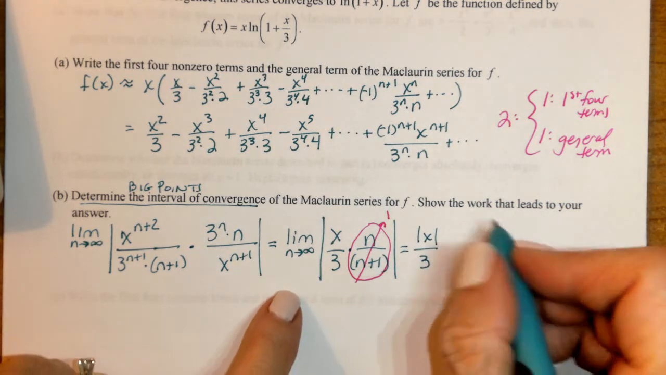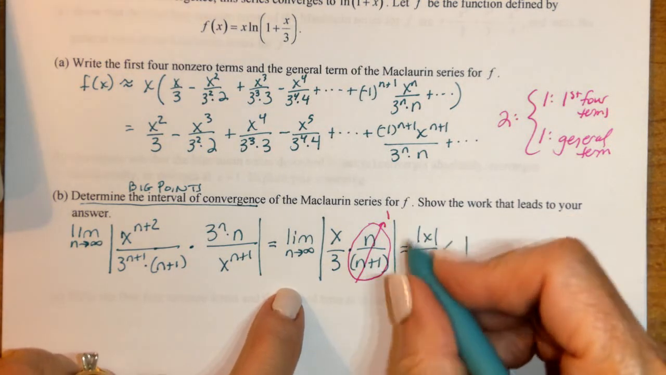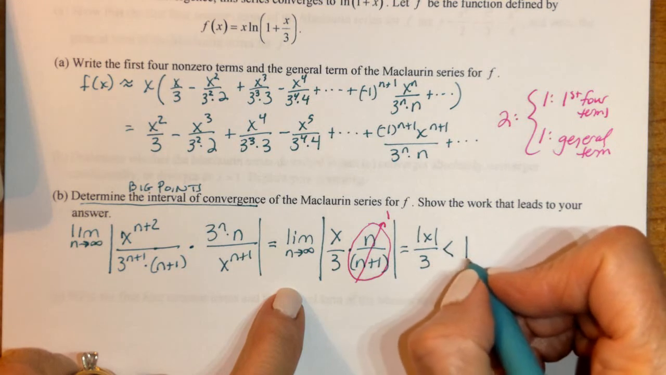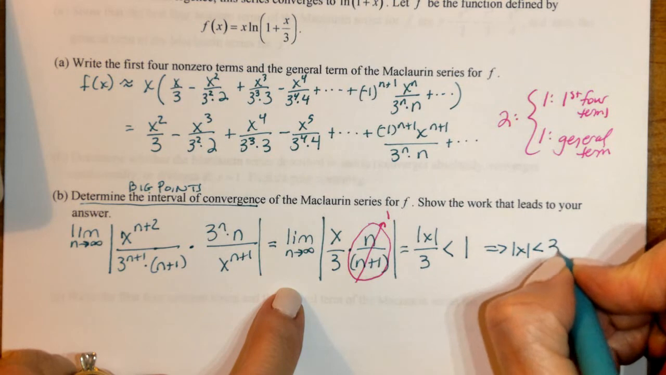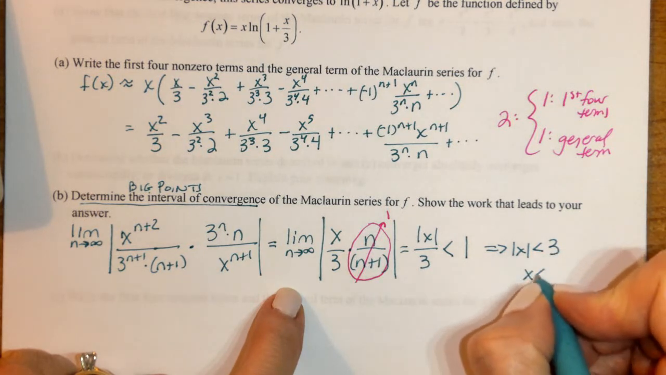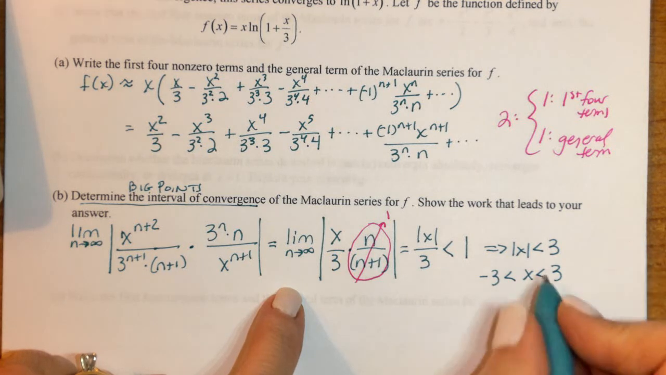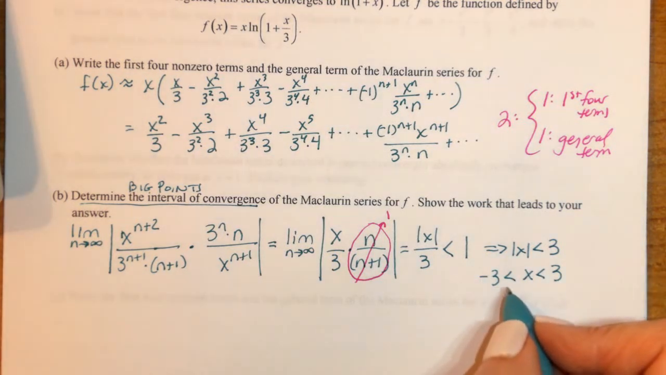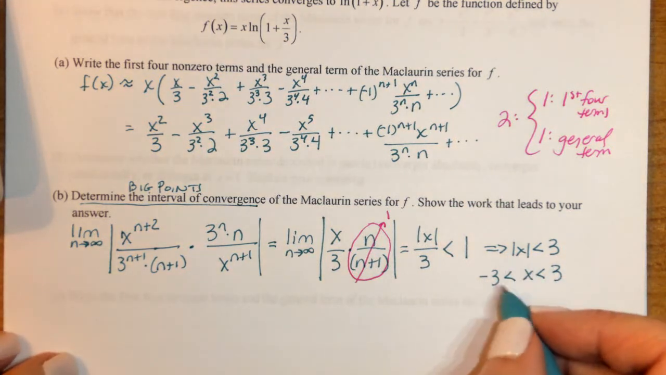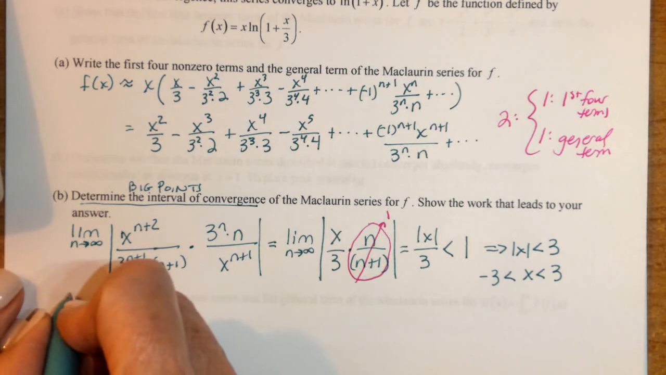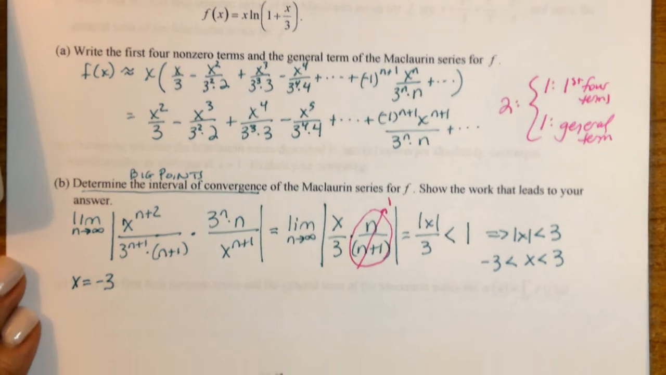And we want this to converge per the ratio test. This converges when that limit is less than 1, which means the absolute value of x is less than 3. So x is between negative 3 and 3. That is the interior of the interval of convergence. Okay? We need to test each endpoint. So I'm testing negative 3 and 3.